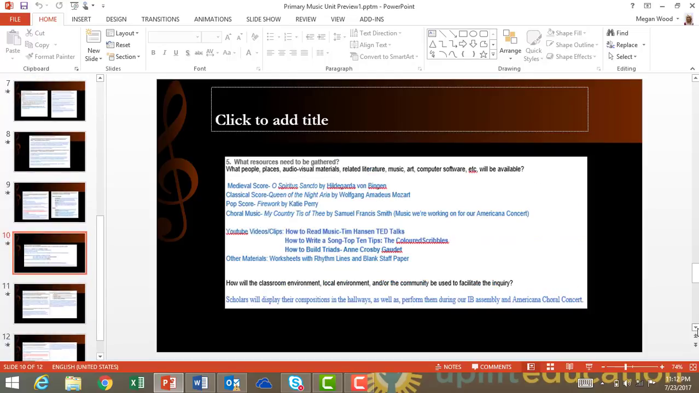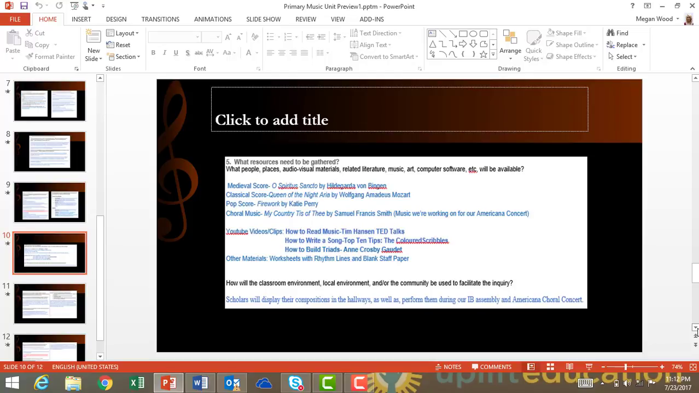Box 5 is a resource box. There are two parts to box 5. The first part of box 5 is your resources. It's your scores, your music, your musical examples that you're going to play, your YouTube videos, other materials such as worksheets or blank staff paper, things that are needed for the lesson.